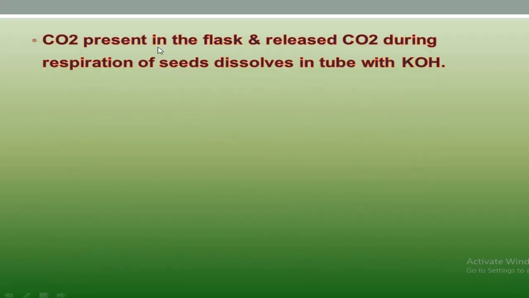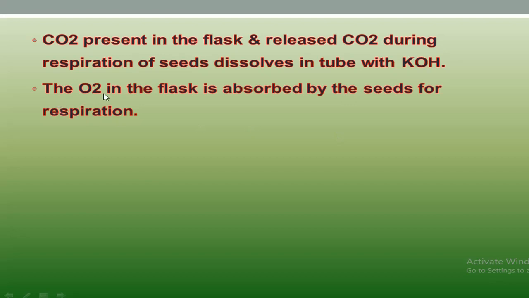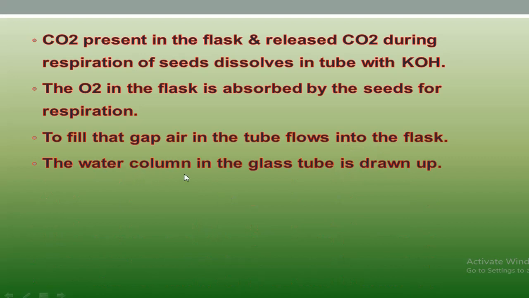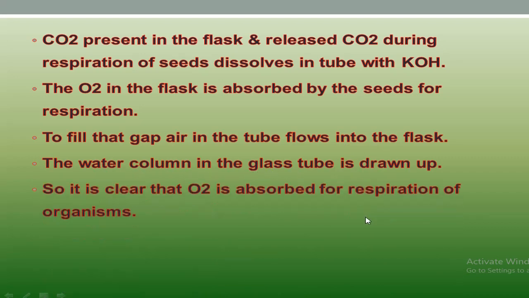Right? Carbon dioxide present in the flask and released during the respiration of seeds is dissolved in the tube with potassium hydroxide. The oxygen in the flask is absorbed by the seeds for respiration. To fill that gap, air in the tube flows into the flask. The water column in the glass tube is drawn up due to empty space.